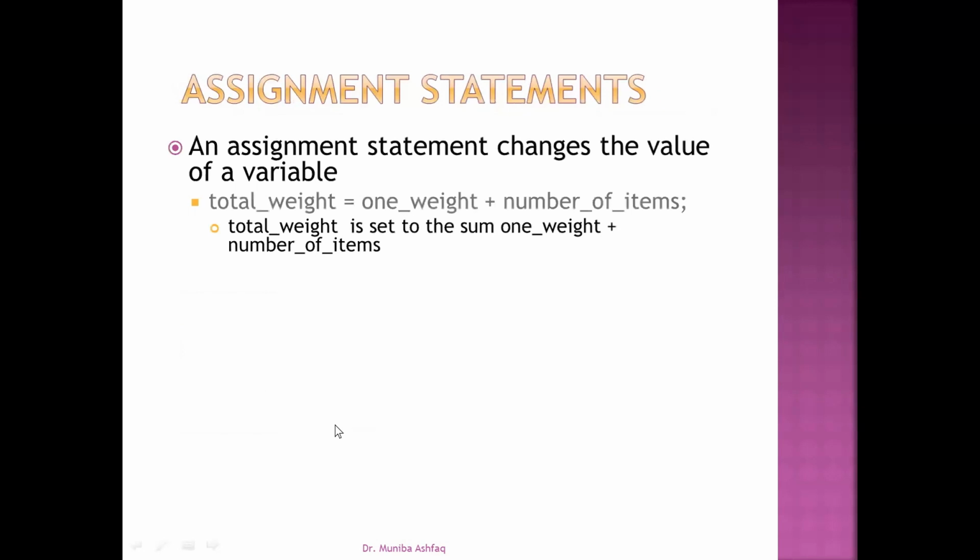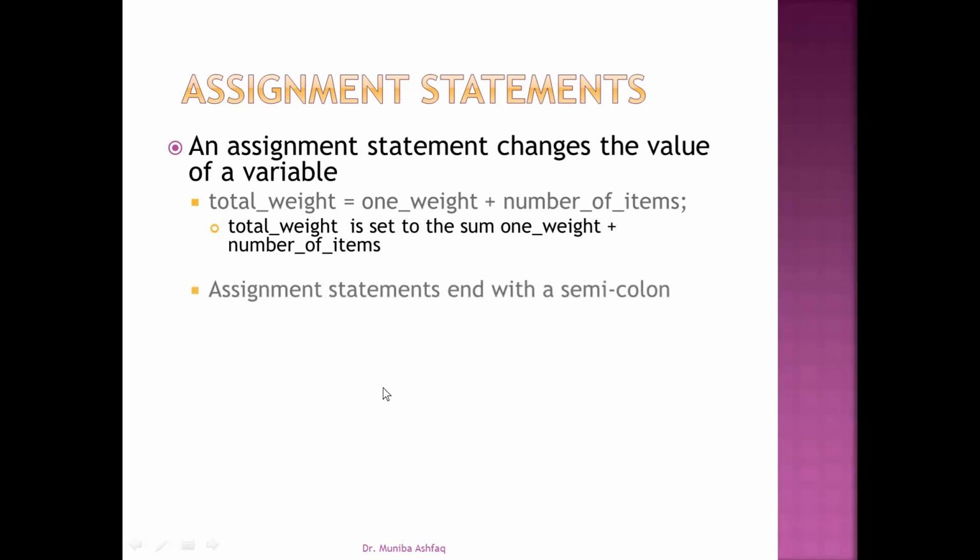Assignment statements. In order to assign some value to the variables, we have to use these assignments. An assignment statement changes the value of a variable. You can see that total weight equal to one weight plus number of items. So using the assignment operator, we have assigned this value to the total weight. Whatever values are contained in one weight and number of items will be added together and assigned to the total weight. So total weight is set to the sum of one weight and the number of items.